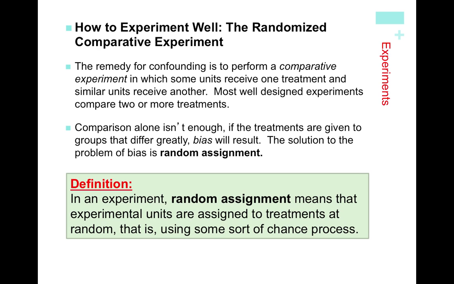So, in an experiment, random assignment means that experimental units are assigned to treatments at random, that is, using some sort of chance process.